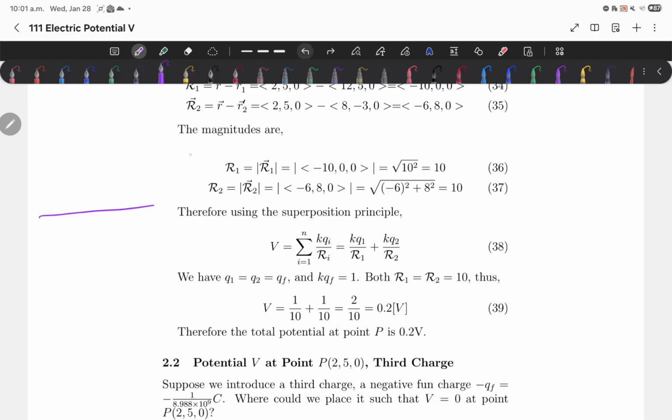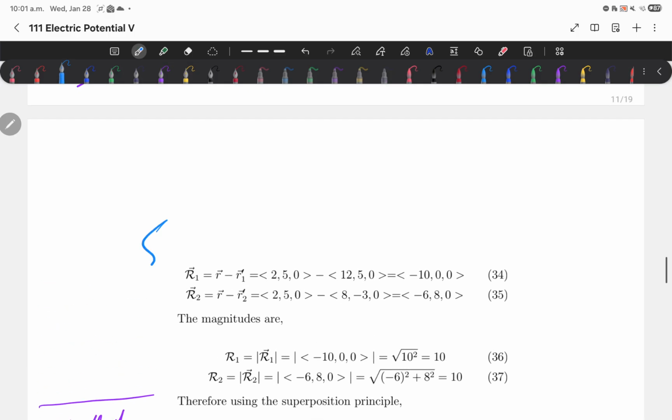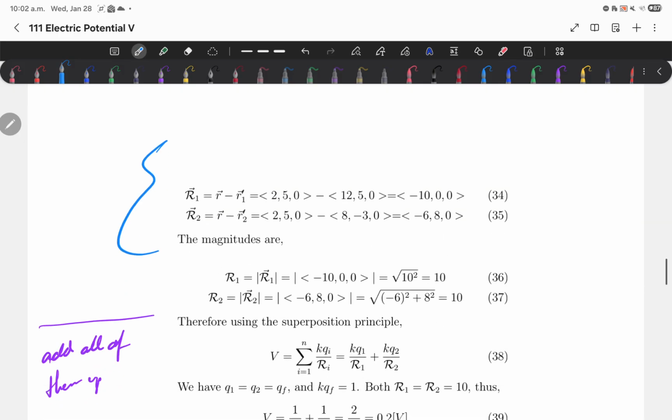This is identical to before. You just subtract the vectors to find your big R's. Then you find the magnitudes. Look, I picked some nice numbers in this problem, so that the magnitude of both of them is 10 when you work it all out. And now it's a super simple problem.